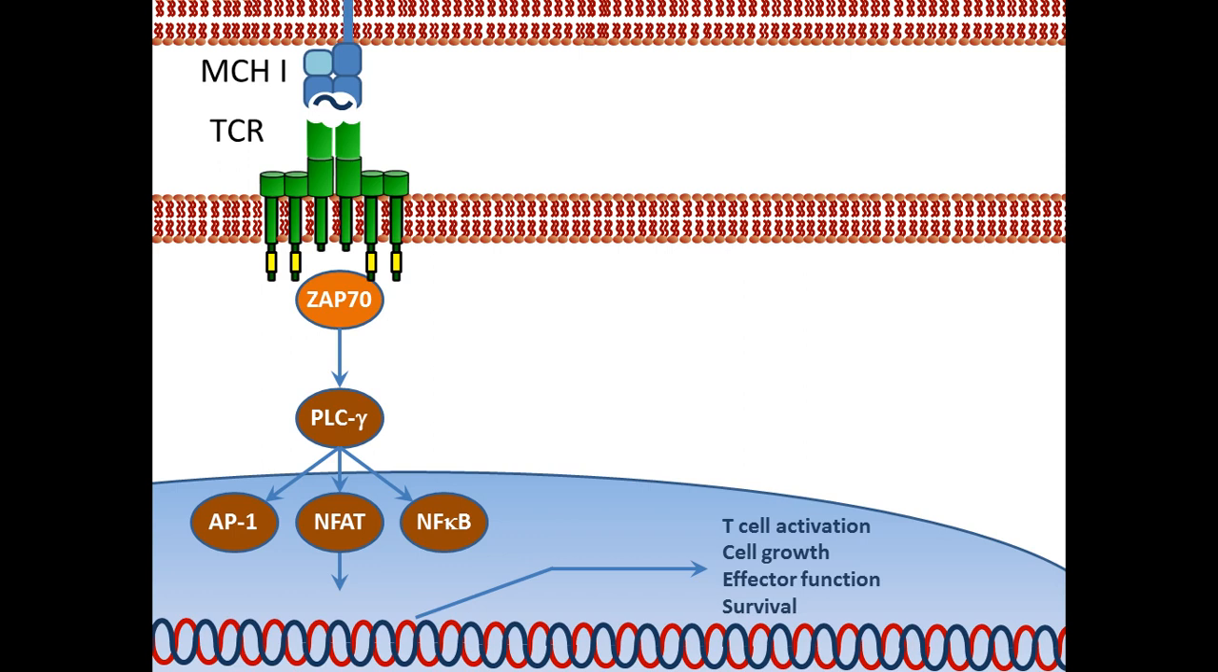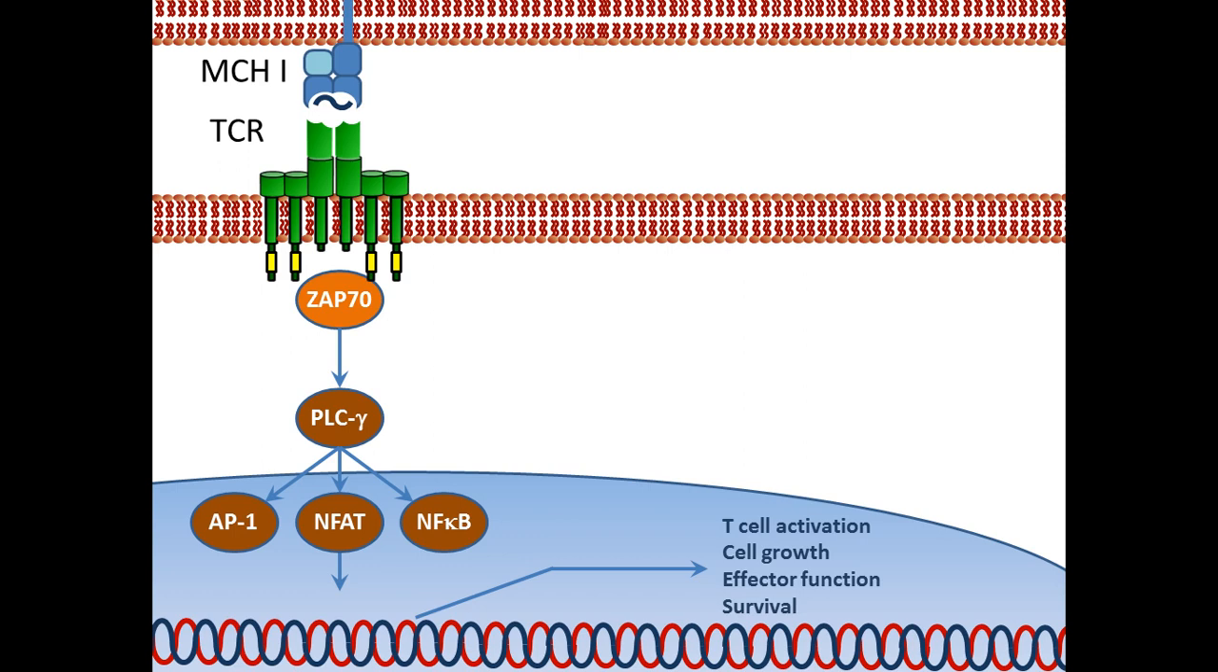So on the top is an MHC class 1 expressing cell. We'll call it a Reed-Sternberg cell. And down below is a T cell that wants to be activated and kill it. And you see that the T cell is activated through ligation of the T cell receptor, and there's downstream signaling, which results in T cell activation, cell growth, effector function, and survival.